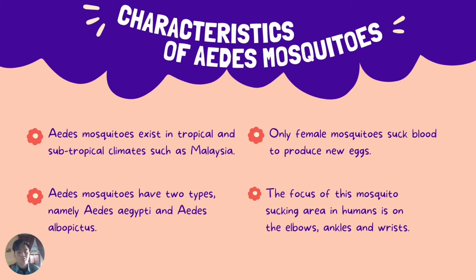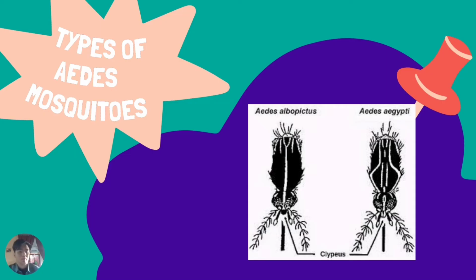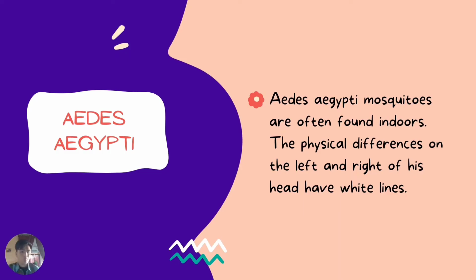Only female mosquitoes suck blood to produce new eggs. The mosquitoes usually bite humans on the elbow, ankle and wrist. These are the types of Aedes mosquito, Aedes albopictus and Aedes aegypti. The Aedes aegypti mosquito is often found indoors.